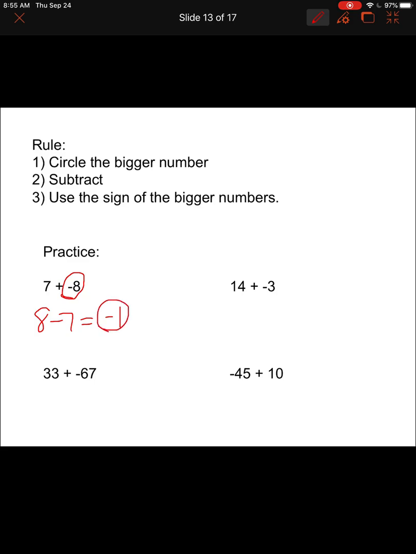Then I'm going to do the one right next to it. 14 plus negative 3. Circle your bigger number. Subtract 14 minus 3 is 11. 14 is positive, so 11 is staying positive. Go ahead and answer the next two on your own. Pause the video, and then when you are ready, you can replay it.